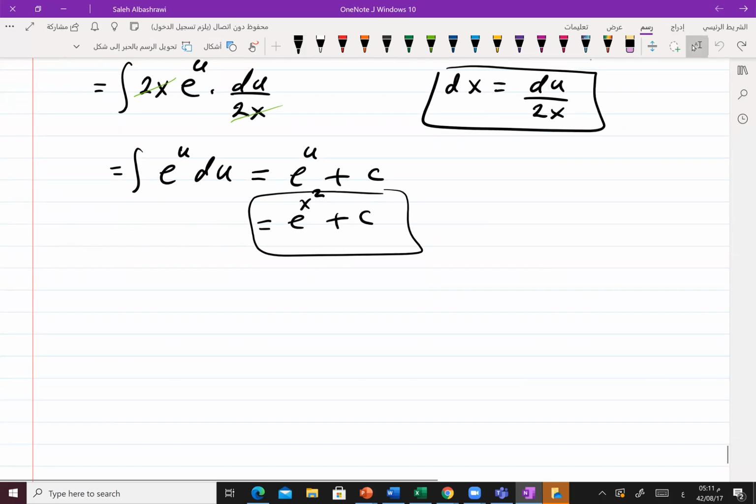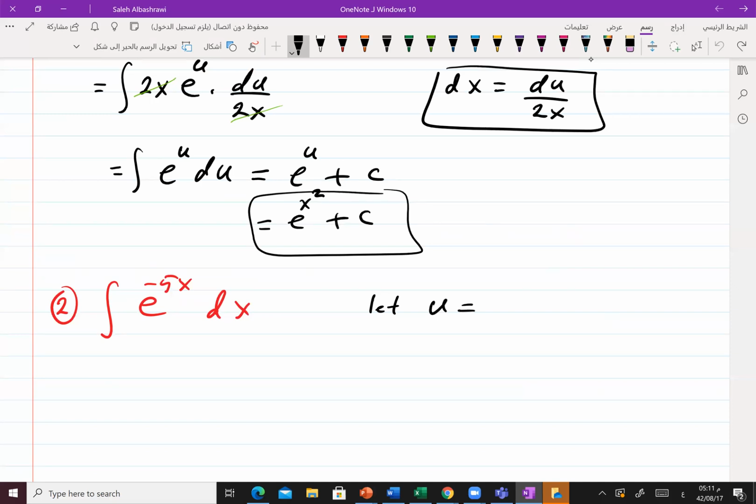Let's take another one. Number 2: the integration of e^(-5x) dx. We apply the same technique. I'm going to let u equal minus 5x, taking the power to be the u substitution. Then differentiate: du will be minus 5 dx, or dx equal to du divided by minus 5.